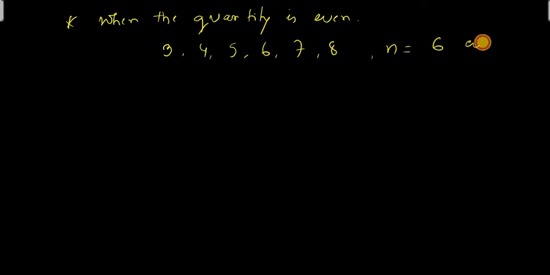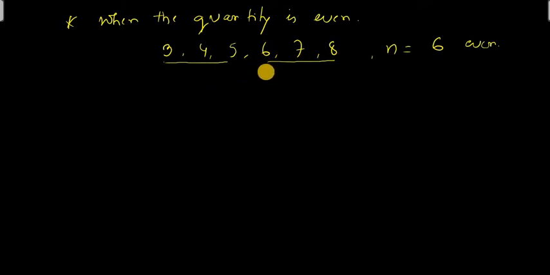Now when the quantity is even, for example 1 2 3 4 5 6 or 3 4 5 6 7 8, n equals quantity equals 6, so it is even. Here the average, the maximum and the minimum numbers: we take the last 3 and the first 3 numbers.